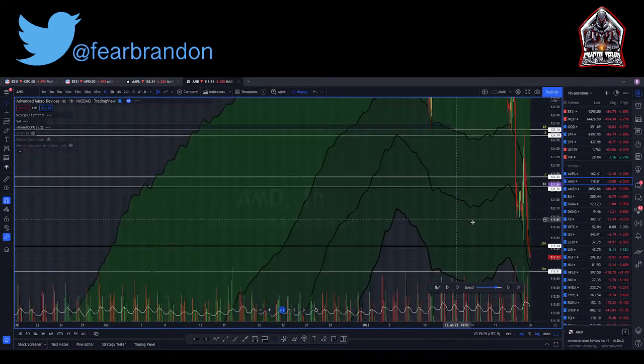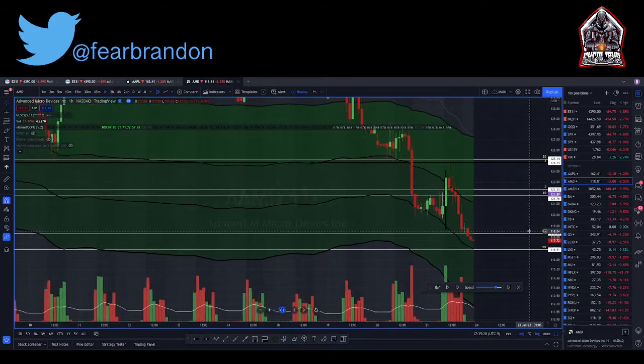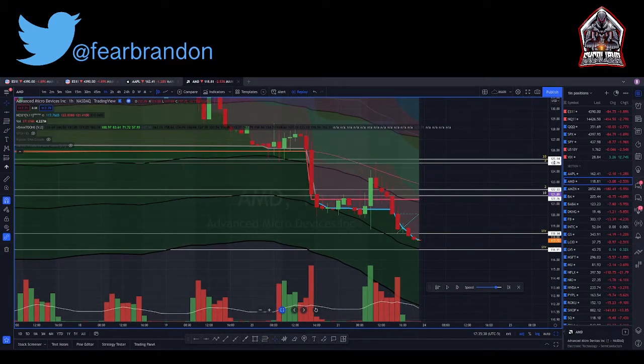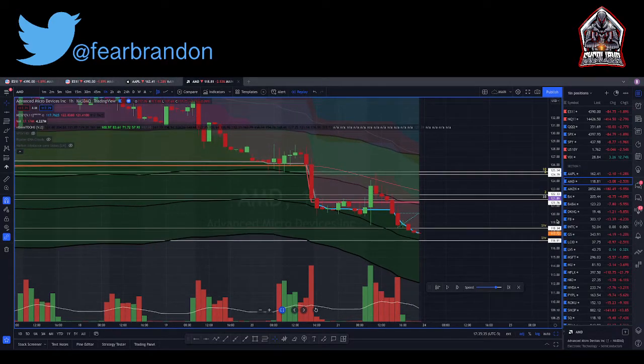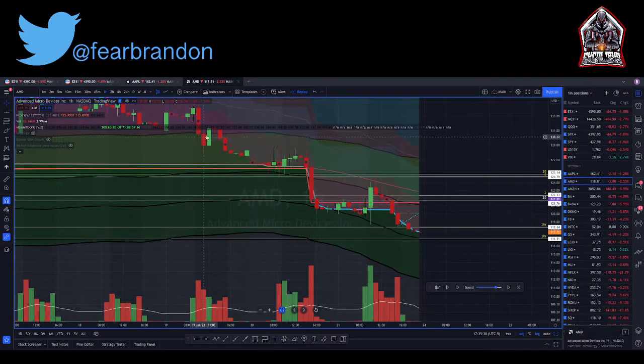How it looks on the hour. Mainly with the hour, you want to play these bands. You know, we broke below here. So this would have been a nice short, losing that band. We're kind of holding this band, and then we broke above. Would have been a nice call right there out of this band. But we're kind of just riding this band down.